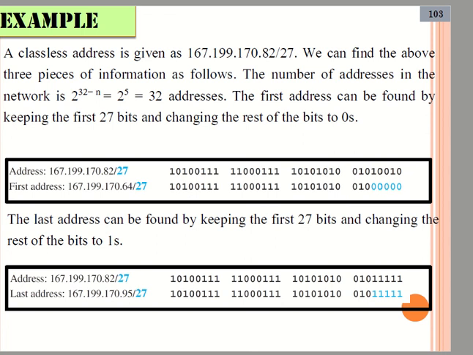This is how we calculate the total number of addresses in the given block, as well as the first address and the last address. You will be getting a problem based on this. Whenever a random address in a block of addresses is given, using this formula you need to calculate the first address, the last address, and the total number of addresses available in the given block.